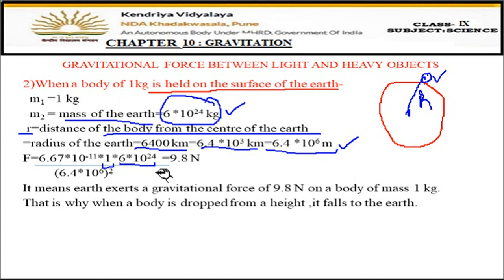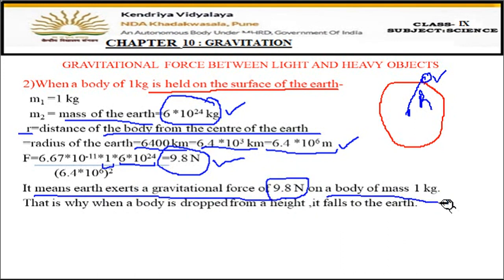When it is solved, we find that the value comes to 9.8 Newton. After solving this equation, the answer comes to 9.8 Newton. So this is the force exerted by the earth on the body of 1 kg mass present on the surface of the earth, right? So it means the earth exerts a gravitational force of 9.8 Newton on a body of mass 1 kg kept on the surface of the earth.